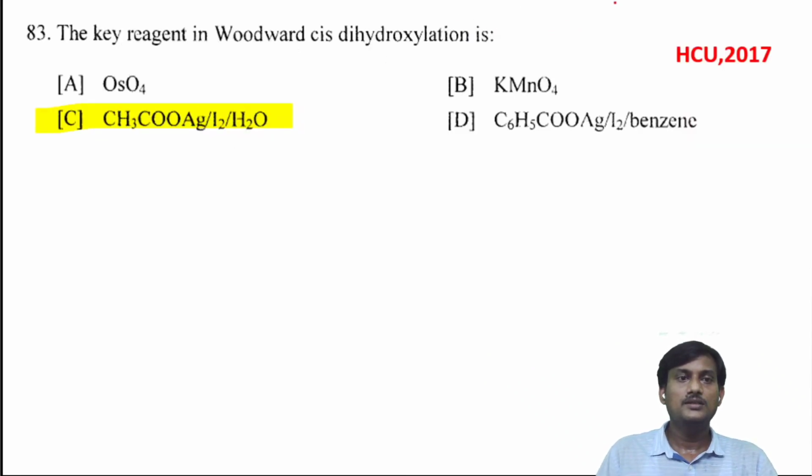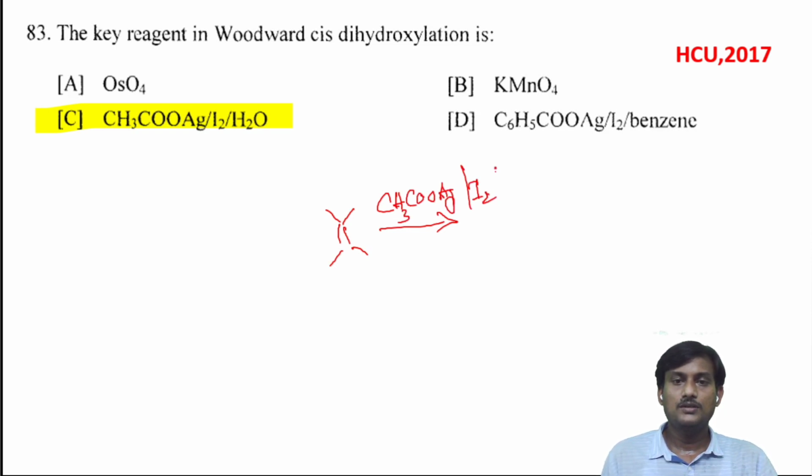bonds. The key reagent in Woodward cis dihydroxylation is... Woodward cis dihydroxylation reaction. This is the reaction when you treat with silver acetate, iodine, and in presence of water, there is a formation of cis diols. There is a syn addition that takes place, and there is a formation of syn diols.